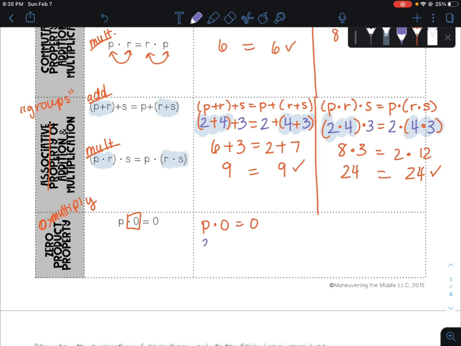In this case, we know that P is 2. So 2 times 0 is supposed to be 0. And if we do it, 2 times 0 is 0. So it works out that it equals 0. So that property, whenever you see multiplication by 0, it's the zero product property.